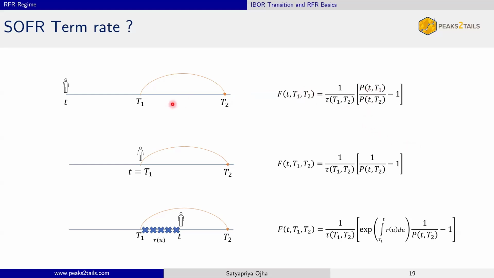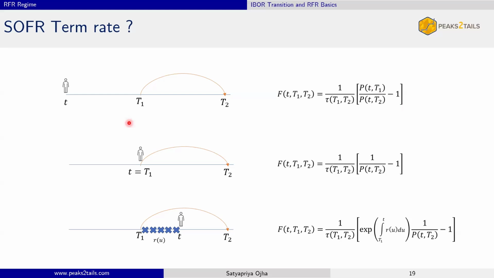The first discount factor, which is from T1 to T, is this zero coupon bond, which is again the discount factor. Divide by the second discount factor, which is from T2 to T, minus 1. So this formula will give you the simply compounded forward rate. If you have the yield curve available with you, then you have these discount factors also available with you, right? So using that, you can calculate the forward rate, no issues.